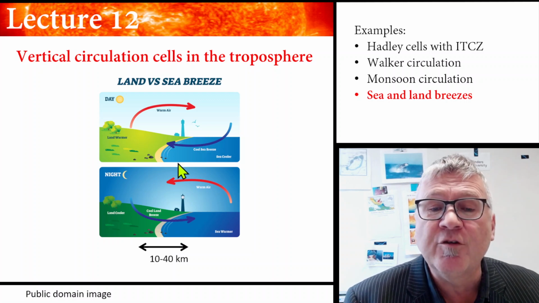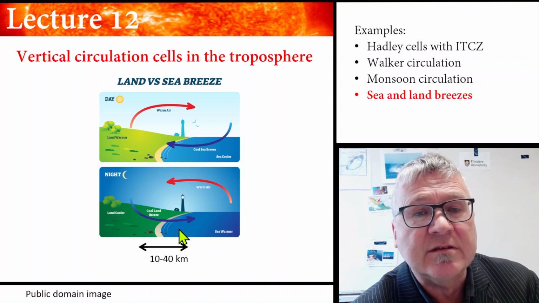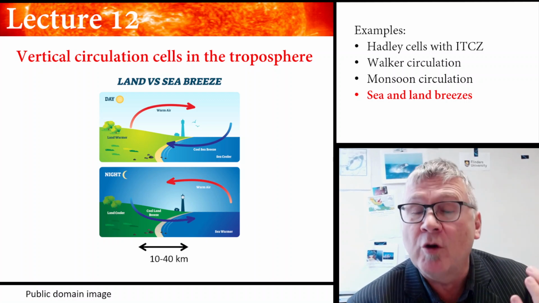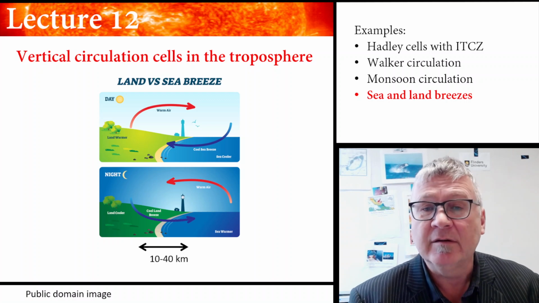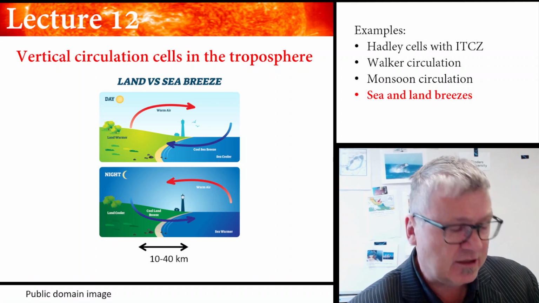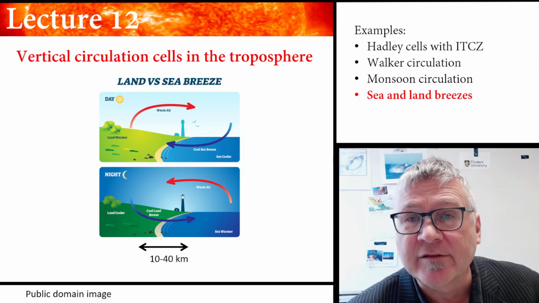But you also have vertical circulation cells in these sea and land breeze systems. Okay, there we go. Those are the very important components to understand as part of the atmospheric circulation. This concludes the first part of this lecture, all right?